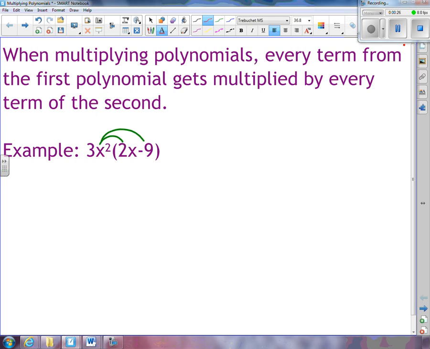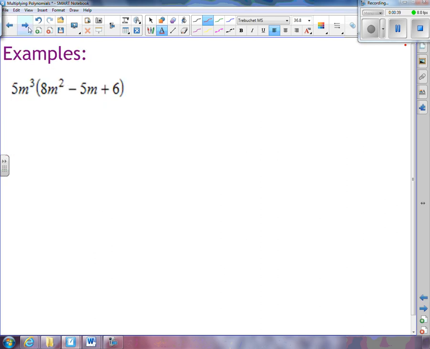So the 3x squared gets multiplied by 2x and by the negative 9. So you're going to get 6x to the third minus 27x squared. And that's really it. There's nothing to be combined, no like terms, you're done.